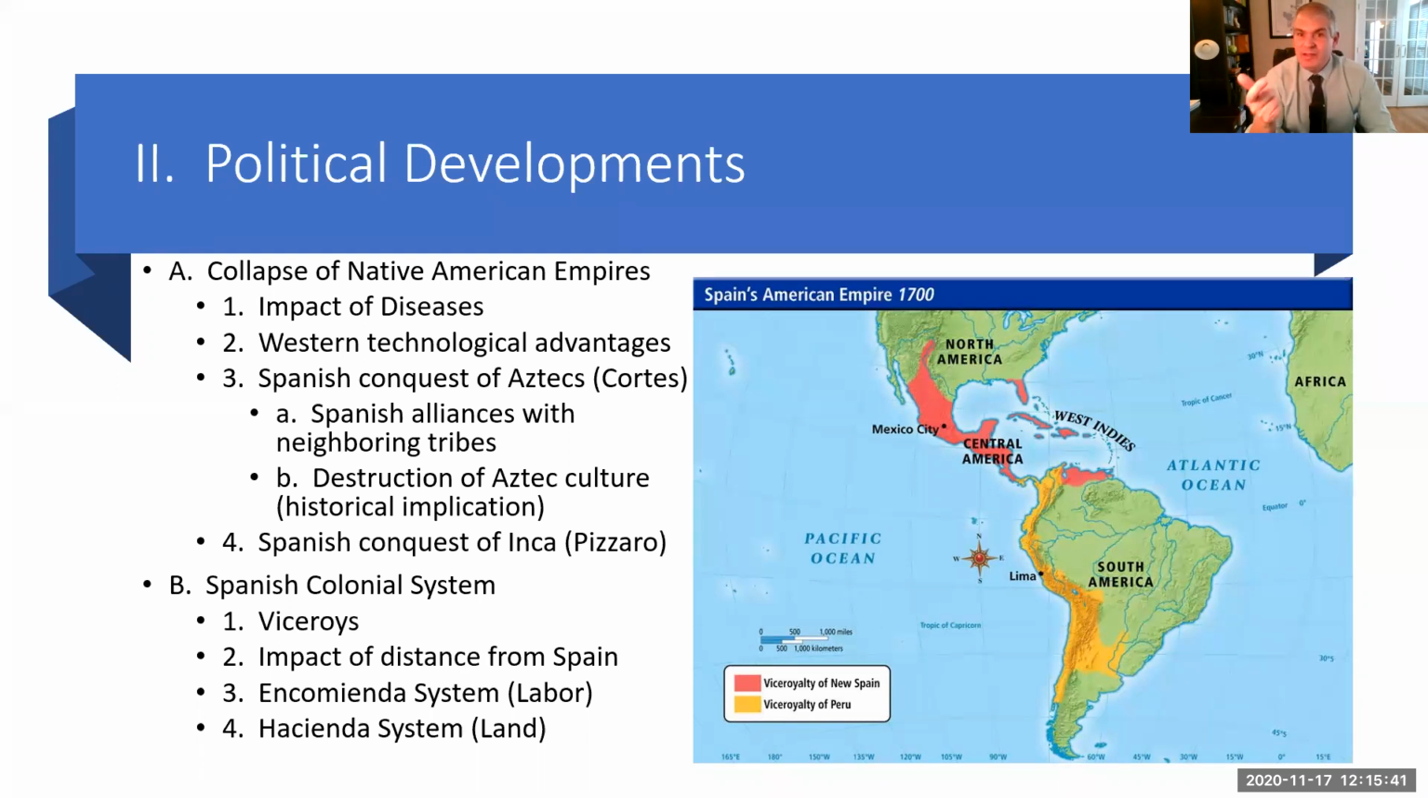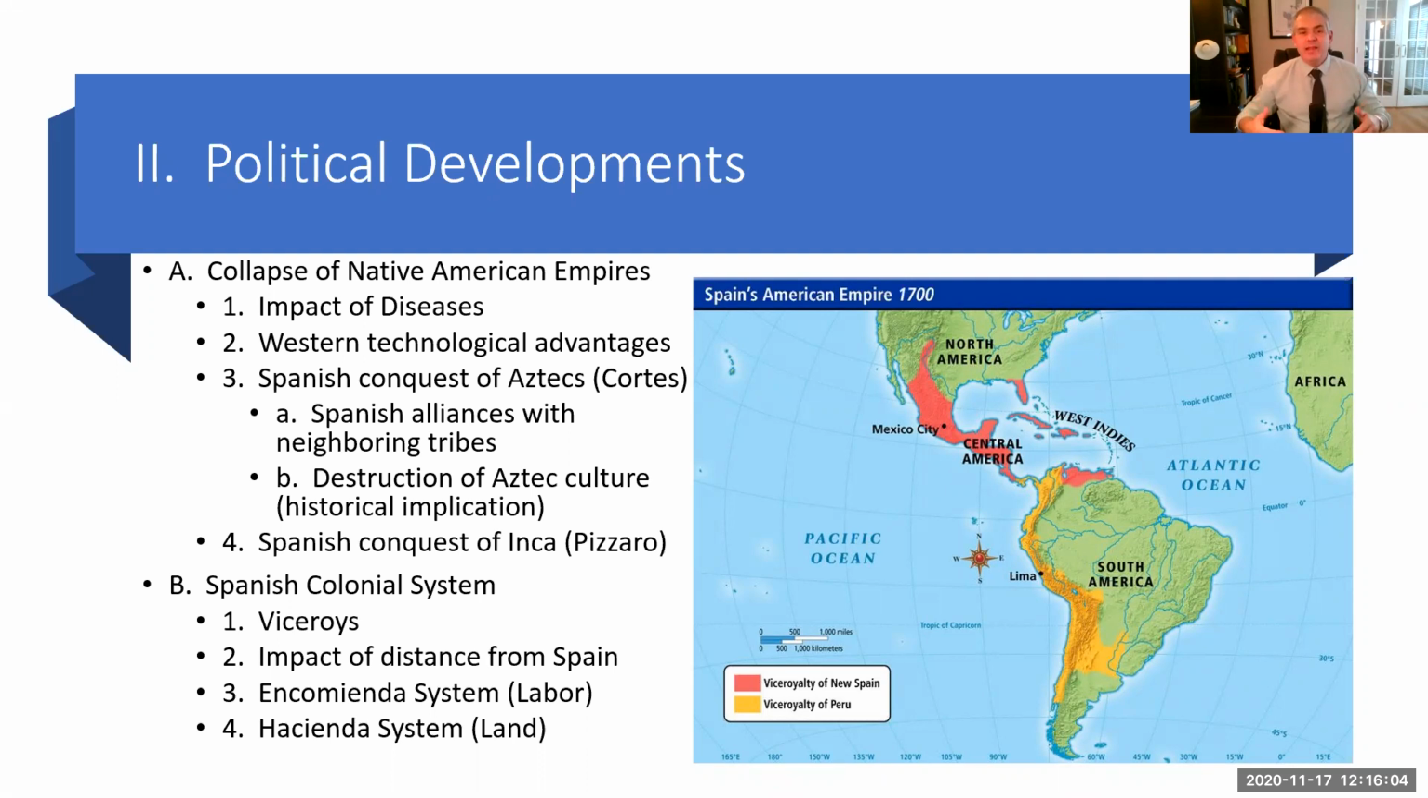The destruction of Inca culture in this case is very similar to the destruction of Aztec culture, to the point that all we know about Inca history largely comes from the Spaniards. So you can look at the Inca, and I'm mentioning it less than the Aztecs. The two of them have a great deal of similarity.